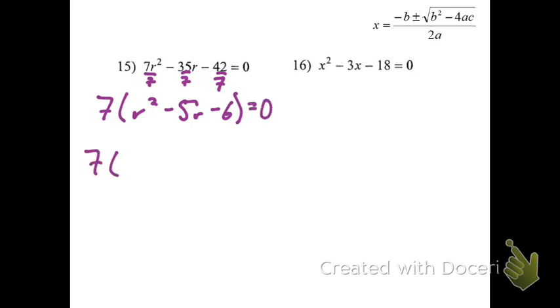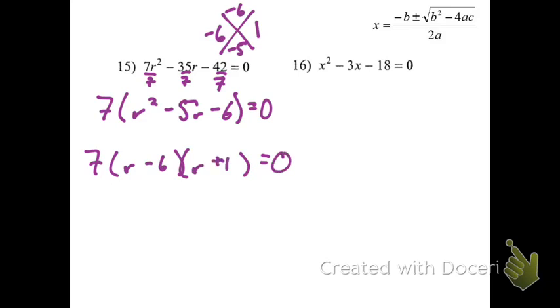So that 7 is going to hang out there, but we have to figure out how to factor the inside. Now, what two numbers multiply to a negative 6 and add up to a negative 5? That's actually going to be negative 6 and 1. Those are the only two numbers that do that. So it would be r minus 6 and r plus 1.